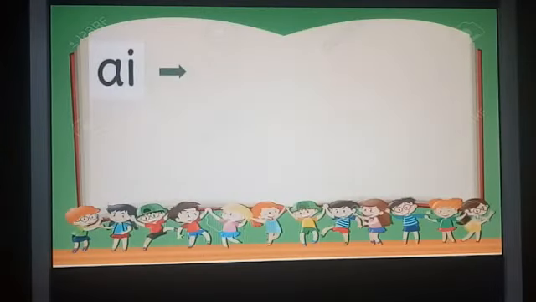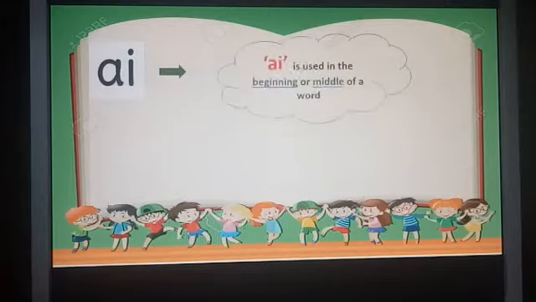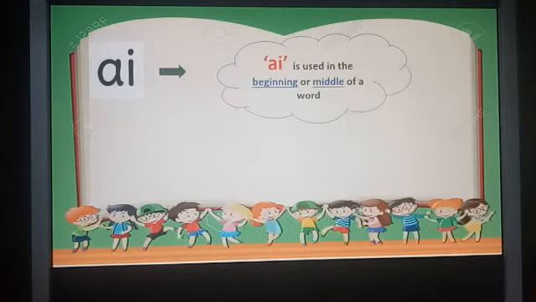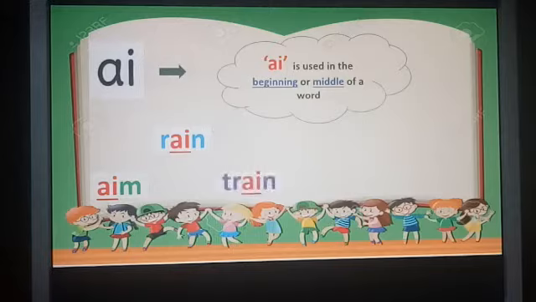And when should we use AI? AI is used in the beginning or middle of a word. Remember, AI is used in the beginning or middle of a word. Like aim. In aim, A is heard in the beginning of a word. Rain. In rain, A is heard in the middle of a word.